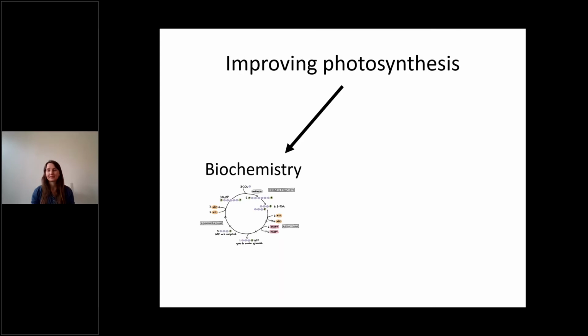One aspect of leaf biology that people have looked at quite a lot to try and improve photosynthesis is leaf biochemistry, whether that's photochemistry, or the specific reactions involved in photosynthesis itself.